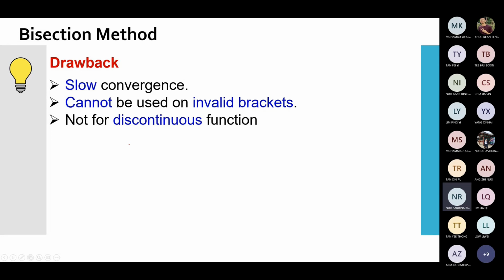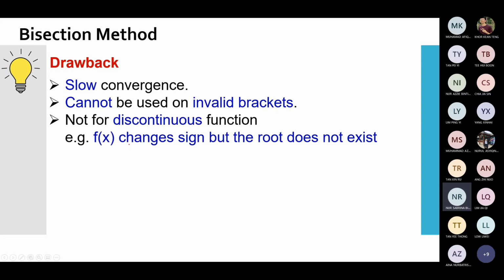For example, I show an example here, where the f(x) function changes sign but the root does not exist. This is one of the best examples. This is a discontinuous function at the point where x equals 0. The graph just touches close to the y axis but does not cross the y axis. Likewise on the other side of the graph. This graph is discontinuous when x equals 0.